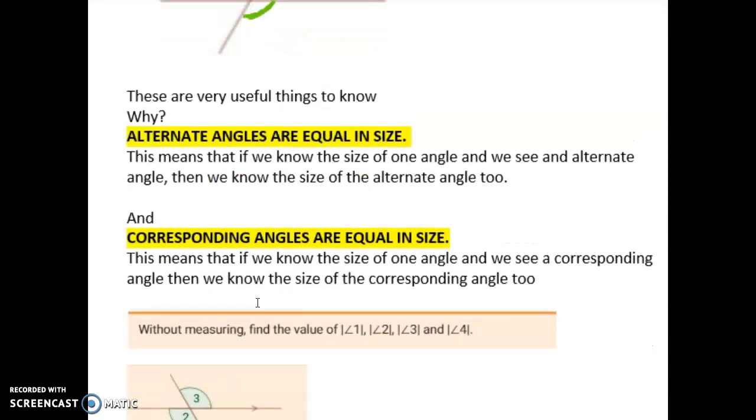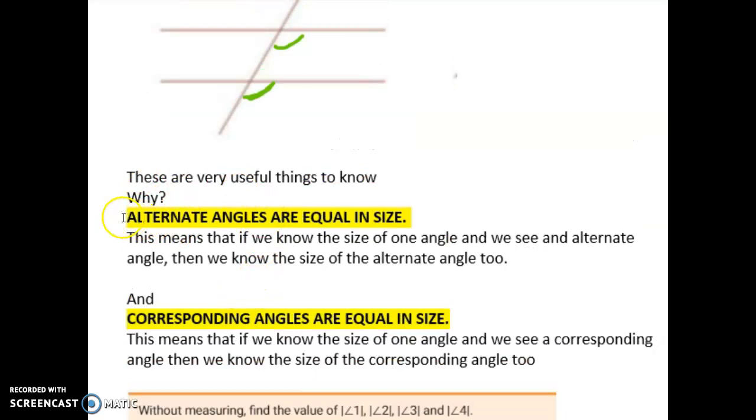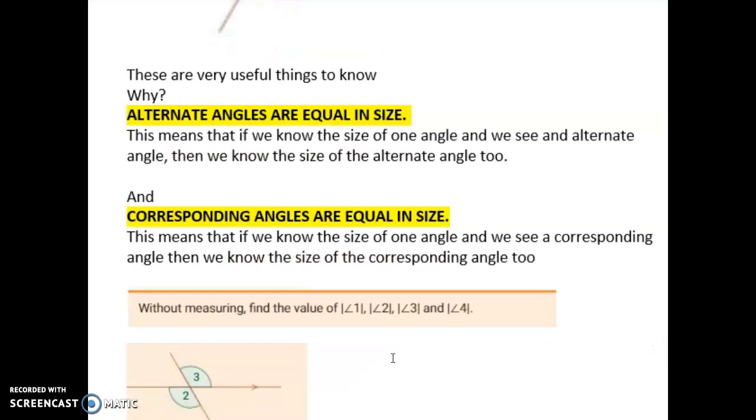That's a very useful thing to know. Why? For this very simple reason. Alternate angles are equal in size. So if we know the size of one angle and we see an alternate angle, then we know the size of the alternate angle as well. And also, corresponding angles are equal in size. So if we know the size of an angle and we see a corresponding angle, then we know the size of the corresponding angle too. Let's look at an example.